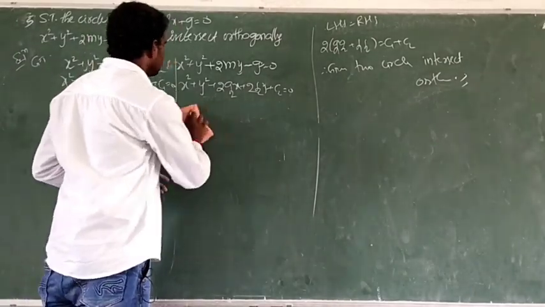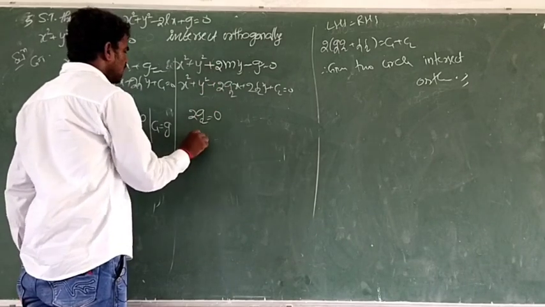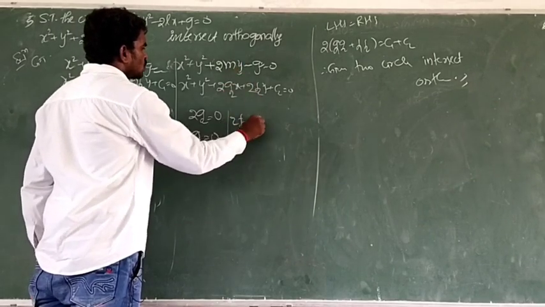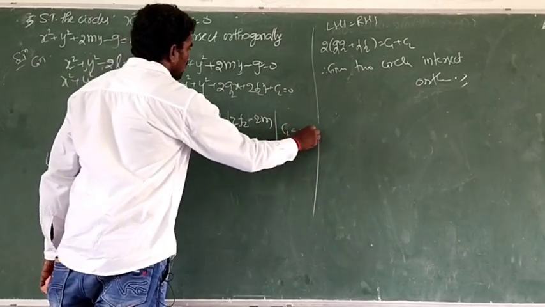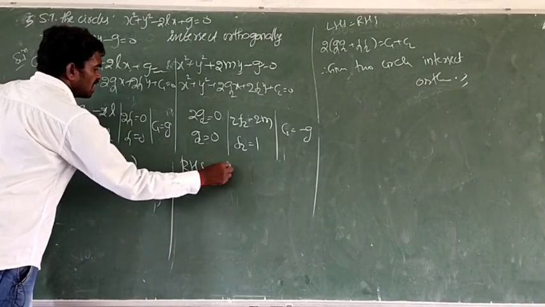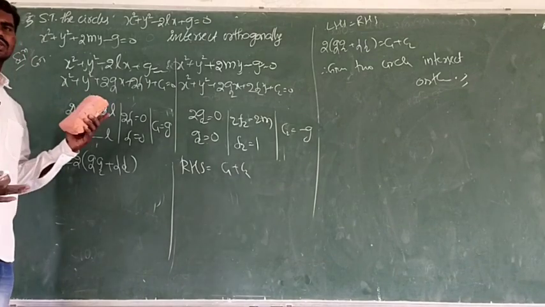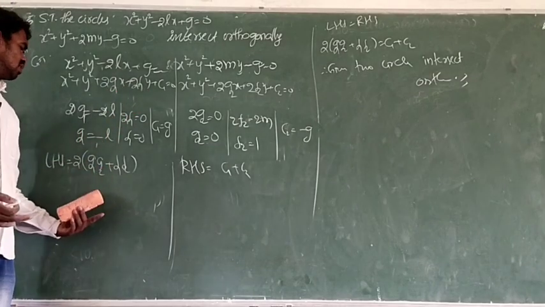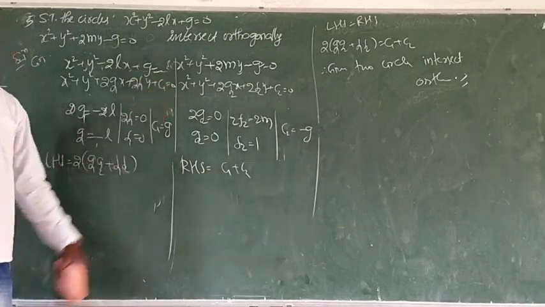So here 2g2 is the x coefficient, which is not given, so that is 0. The y coefficient 2f2 is 2m, so f2 is 1 only, and the constant term is minus g. Now substitute in the LHS and RHS. We should remember the condition we have to prove: 2g1g2 plus f1f2 equals c1 plus c2. So that's why I am finding the value of 2g1g2 plus f1f2, and the value of c1 plus c2. If both are equal, we can proceed.